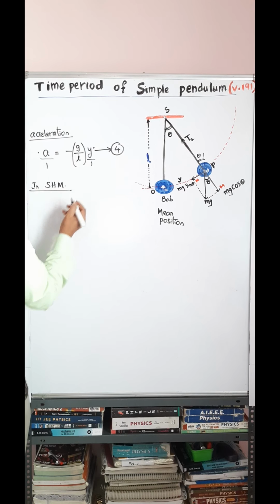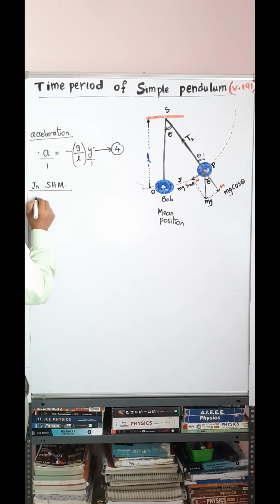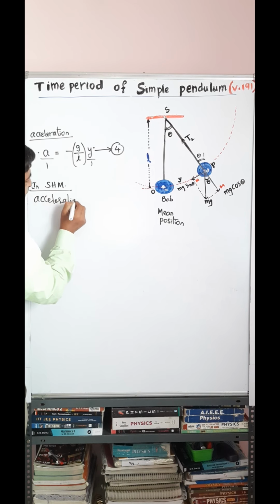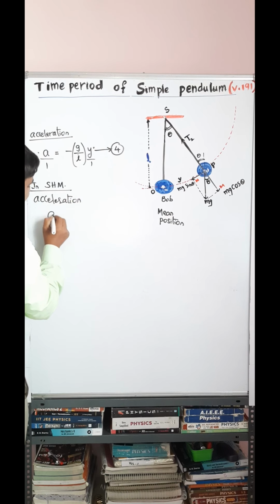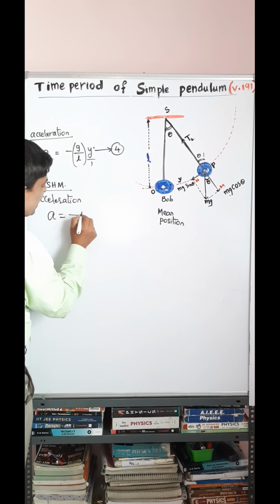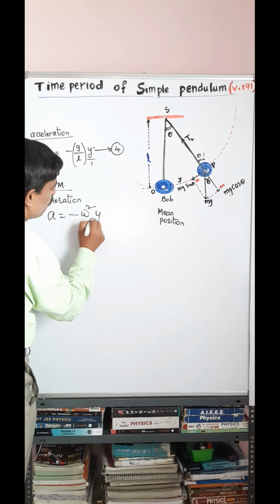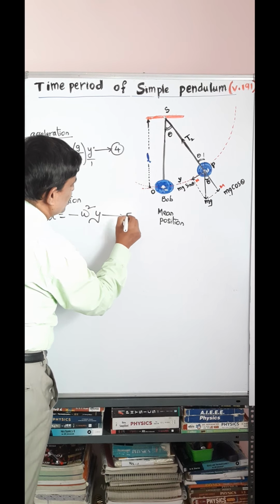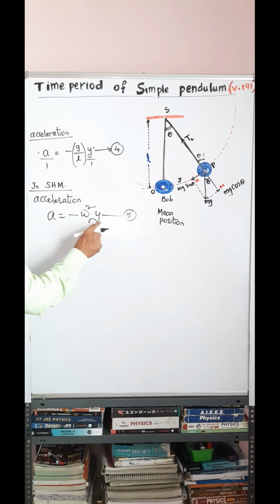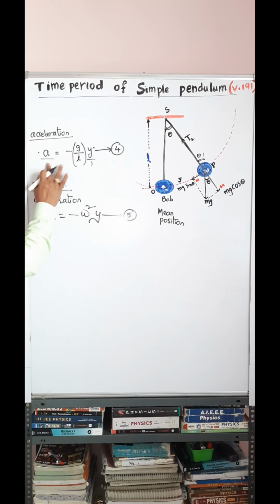In a simple harmonic motion, there is a standard equation for acceleration. That is, A is equal to minus omega square Y. It is equation number 5. It is the standard equation for acceleration in simple harmonic motion.